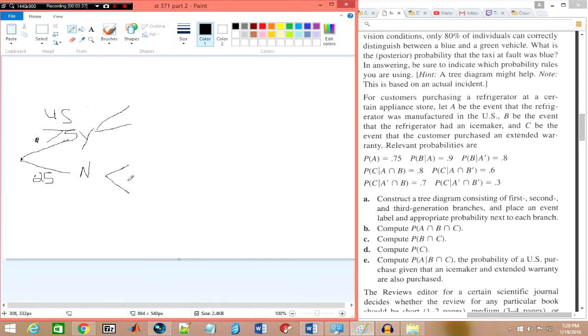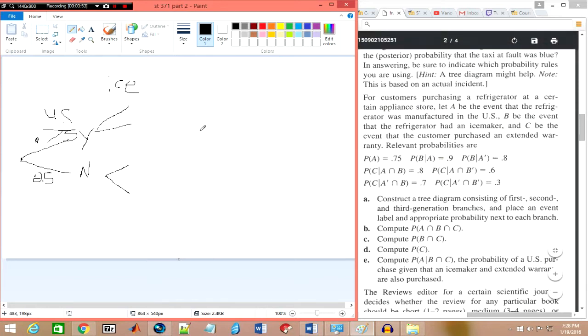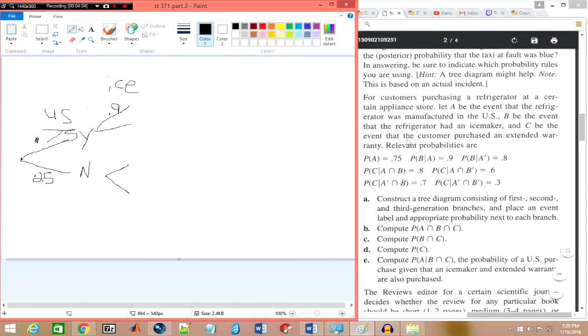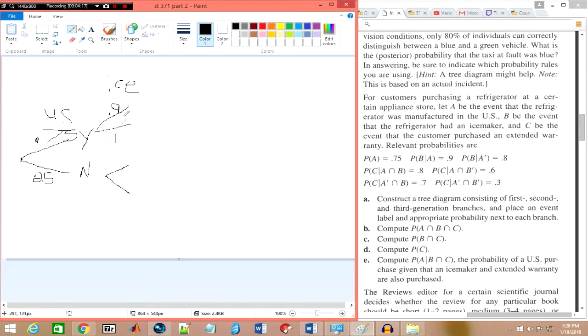And this one's kind of perfect as it is. So this one's going to be the event that the refrigerator had an ice maker, so it's going to be ice. This is the probability of ice given that it was made in the US, which would be 0.9. If you don't see that, that's the probability of B given A, because this is event B. So if this is 0.9, that makes this 0.1. So this is yes, and that's no.